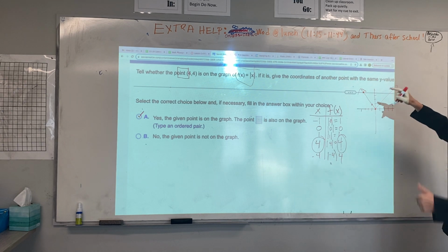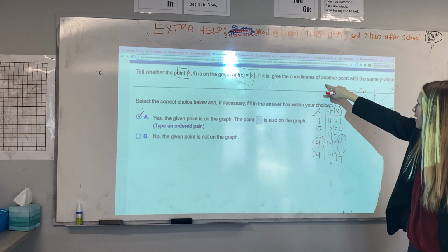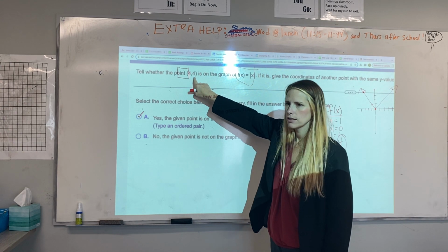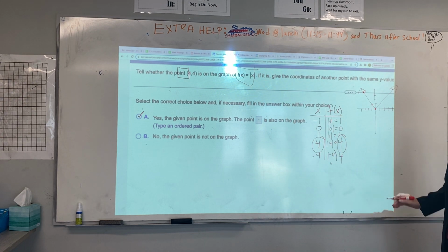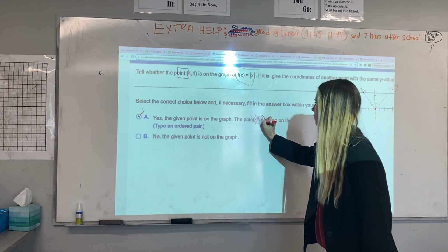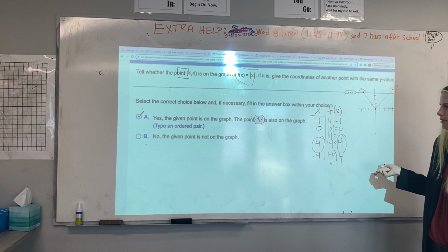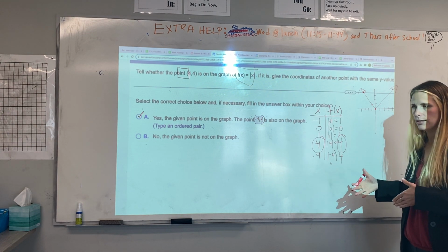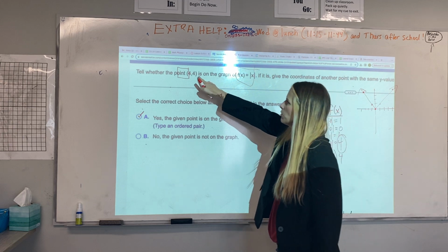All right, we found out that 4 is on it, so that is a yes. Then it says if it is, which it is, give the coordinates of another point with the same y value. What's the y value here? 4. So a y value of 4, what would a different point be? Very good, (-4, 4). Do you have to put the parentheses? Yes. They're asking for a different point on this graph that will also have the y value of 4.